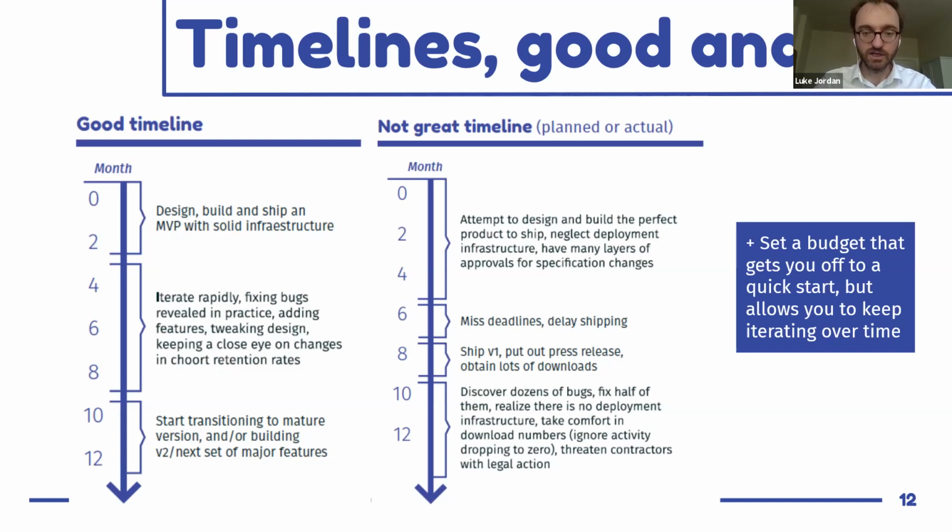Some of the underlying organizational problems will fester, and eventually in month 8 to 9, version 1 will ship. There'll be a press release, there'll be lots of downloads, but there'll be lots of bugs. A lot of them won't be fixed. The download numbers will pretty quickly drop to 0 after the press release. And then in the worst case, sometimes relationships with contractors head very south. And although it's taken 12 to 14 months, the project doesn't work that well.